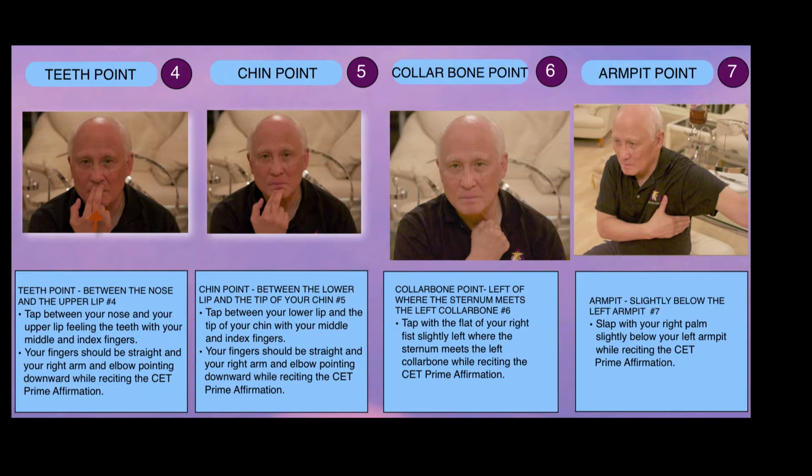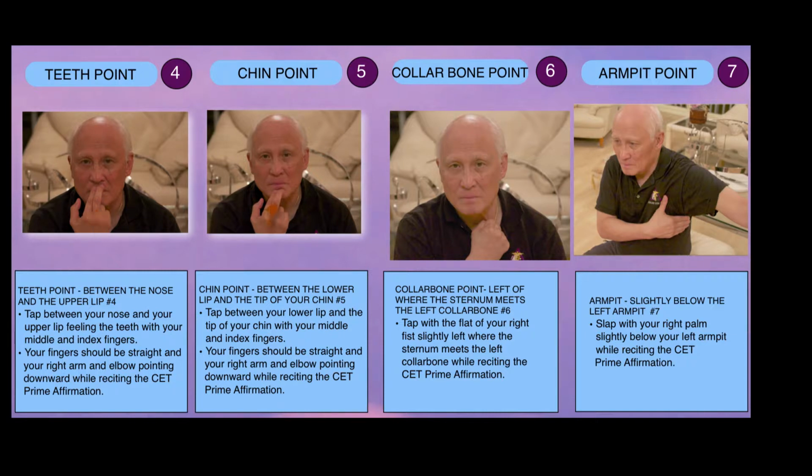The T point is number 4. It's located between the nose and the upper lip. Tap between your nose and your upper lip, feeling the teeth, with your middle and index fingers. Your fingers should be straight and your right arm and elbow pointing downwards while reciting the CET Prime affirmation.